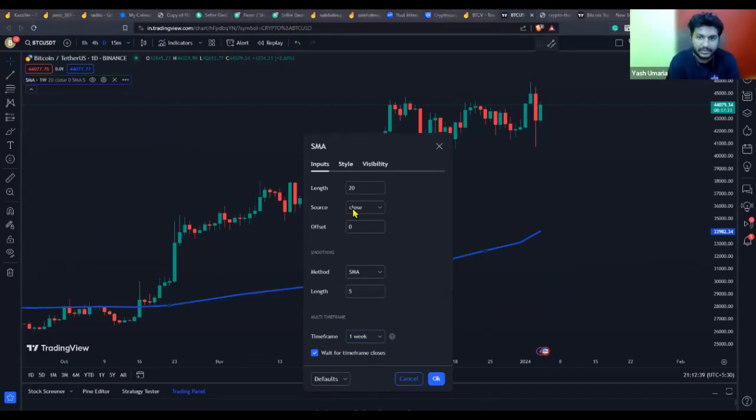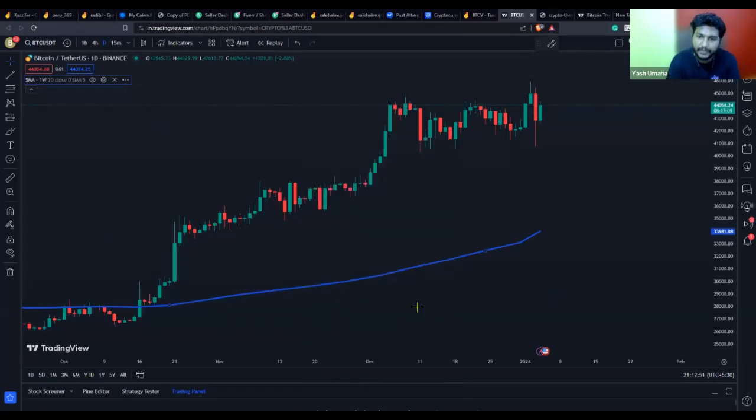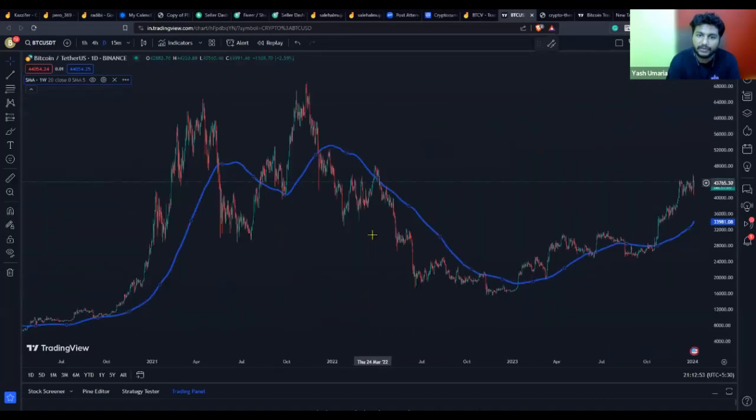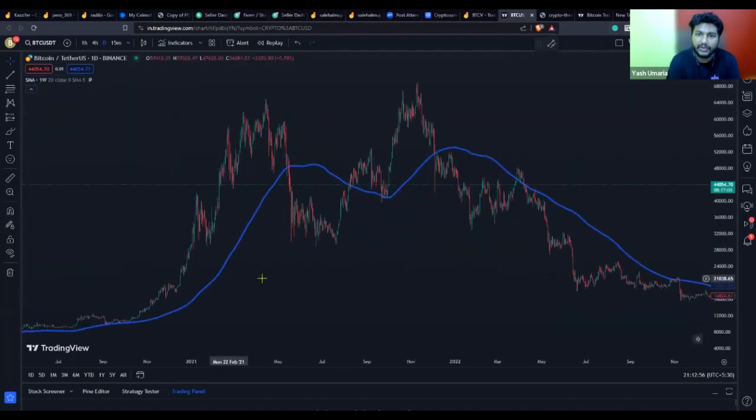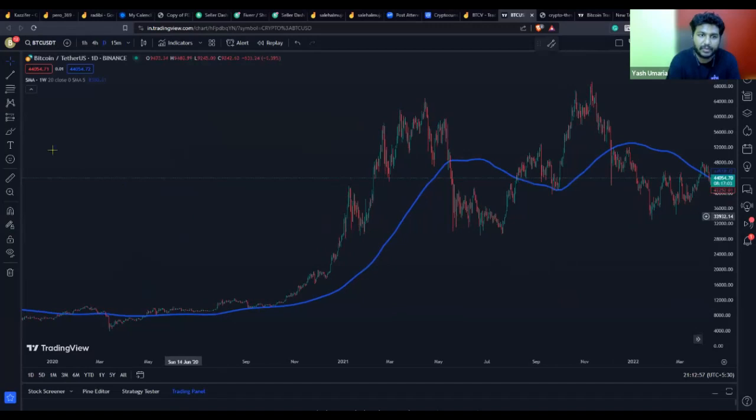Okay, that's it. So this becomes a 20-week moving average. The length is 20, the time frame is a week, so this automatically becomes a 20-week moving average. Correct? Okay, so if I zoom out and see this now, it is very, very clear.